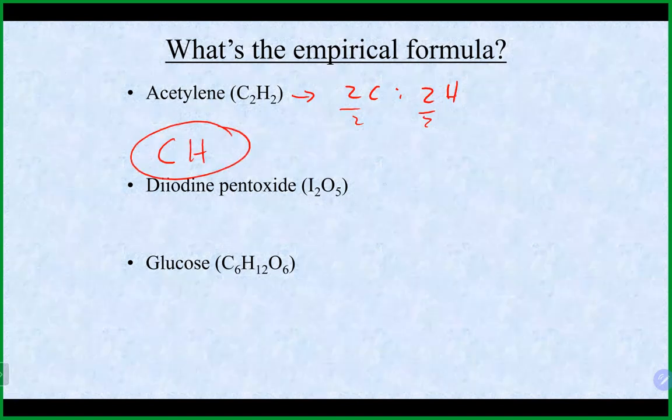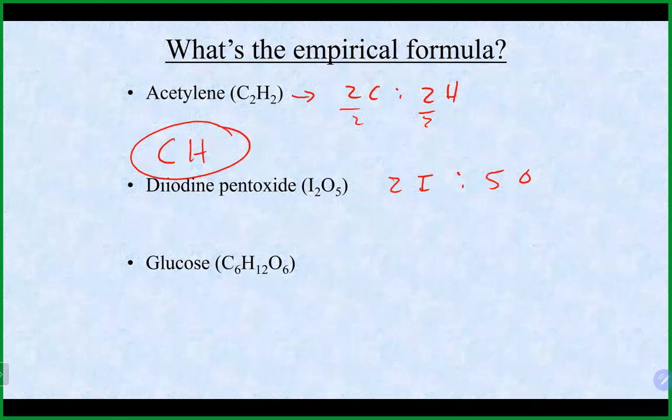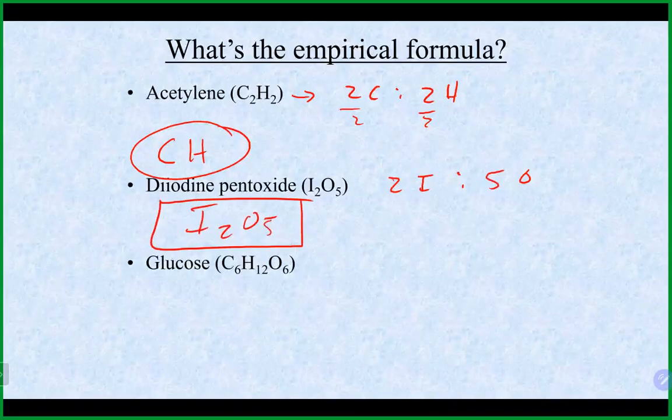Looking at the second one here, that is 2 iodines for every 5 oxygens. There's no way to divide that out and get a whole number, which obviously a formula needs a whole number for the subscripts, which means the empirical formula would be the same in this case as the molecular formula. Any questions on those two?